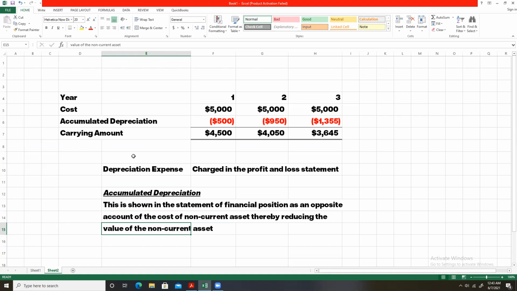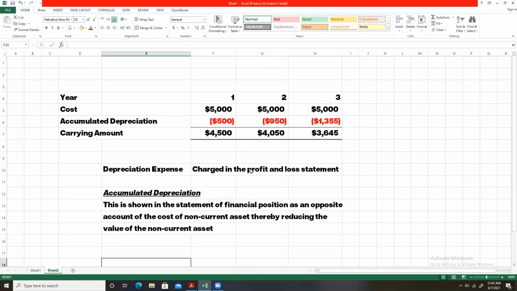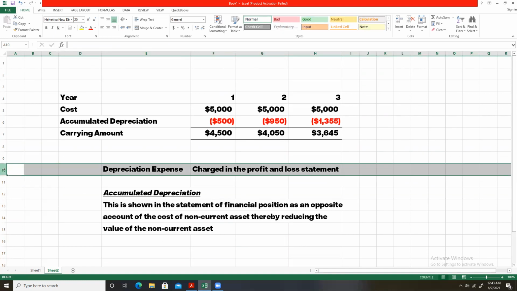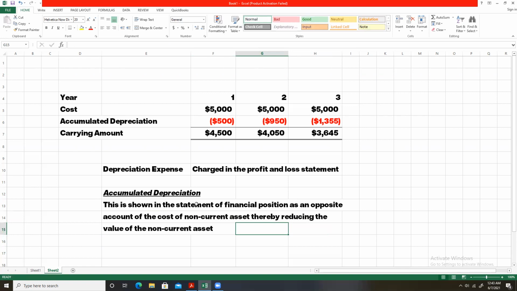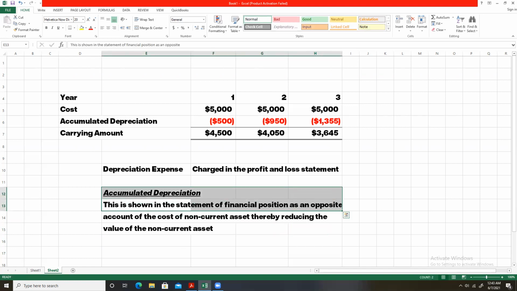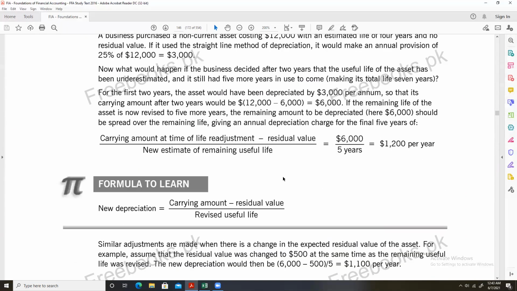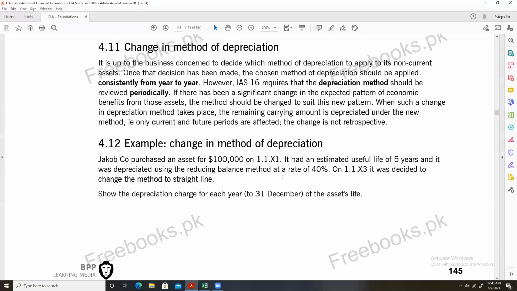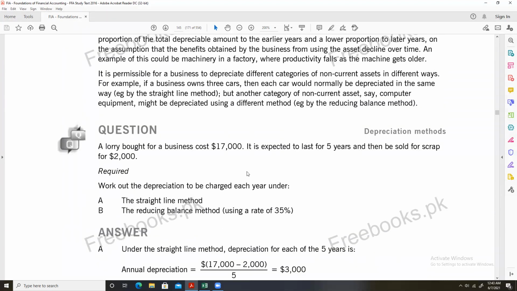So this is worth noting here. These are the points that you need to remember. The depreciation expense is shown in the profit and loss statement, and accumulated depreciation is shown in the statement of financial position. Let me show you if there is any example.